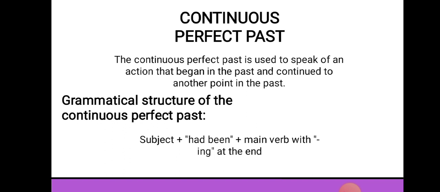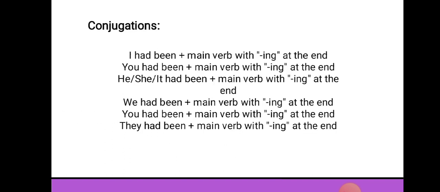The past perfect continuous in English is formed using the auxiliary verb in the past tense, had, followed by the auxiliary verb been and the main verb in gerund, ing. Conjugation.